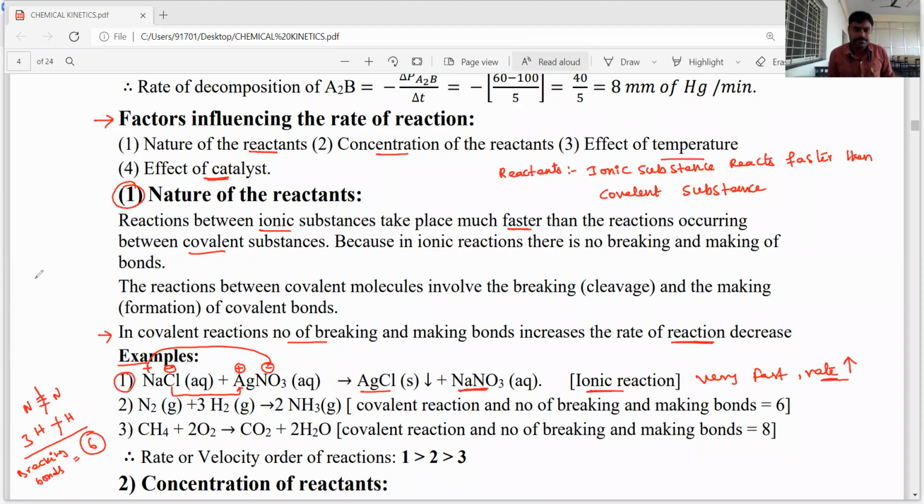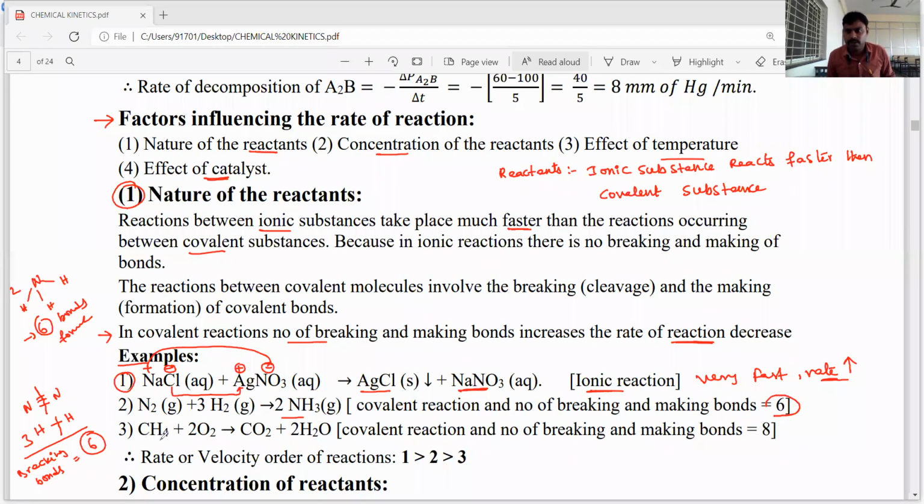In NH3, 3 bonds are present, so 2 moles of NH3 means 6 bonds are formed. So N2 plus 3H2 is converted into 2NH3 in this covalent reaction, and the number of breaking and making bonds is 6.